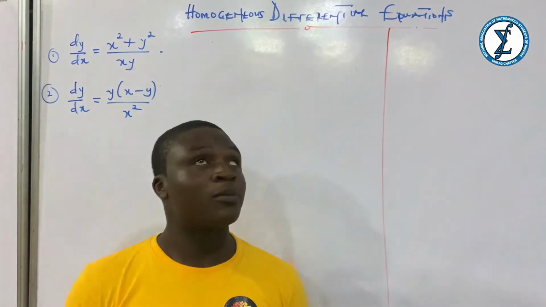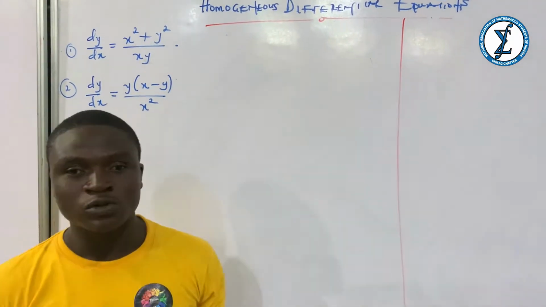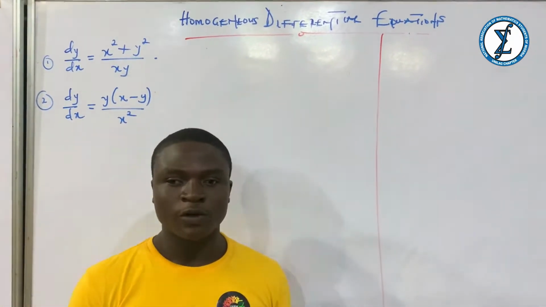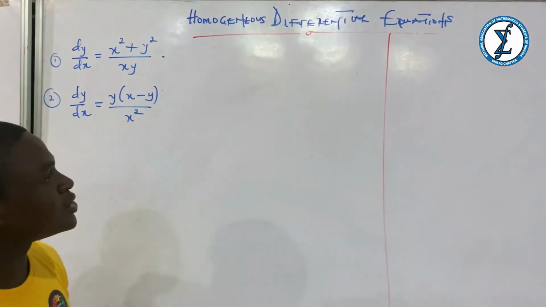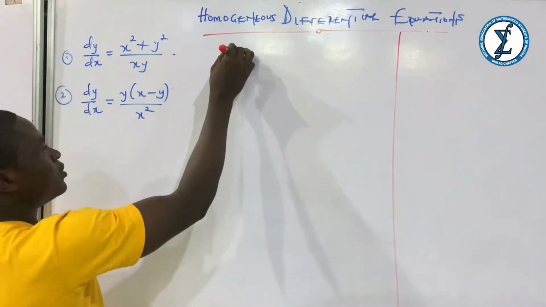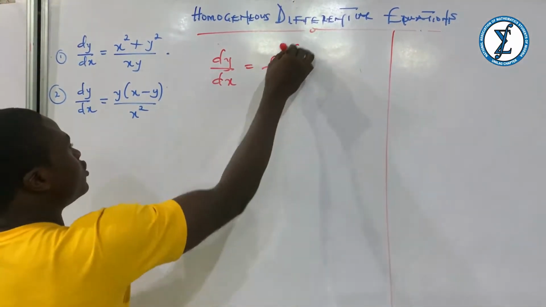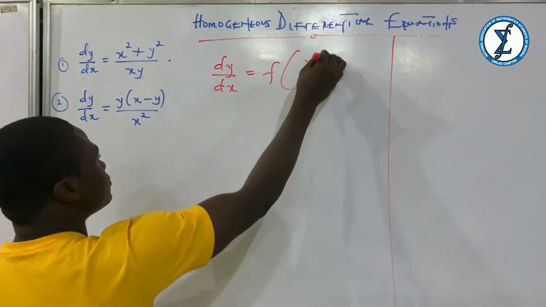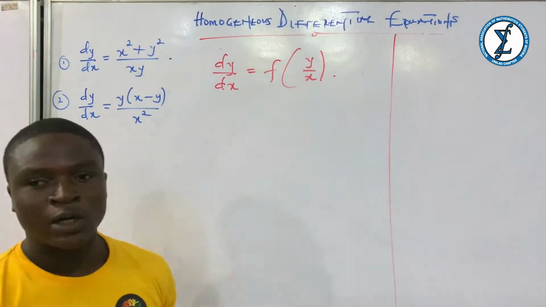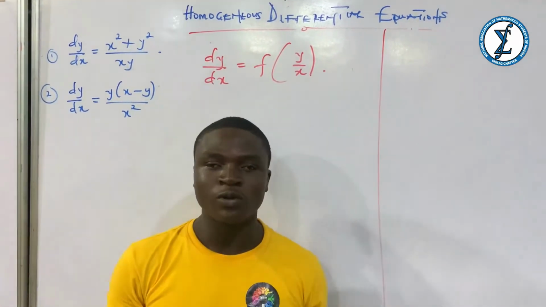Today we'll be talking about homogeneous differential equations and how to solve them. How do we know them and how to solve them? Firstly, you must know that any DE of the form dy/dx equal to a function of y over x is what we call a homogeneous differential equation. So how do we solve this?